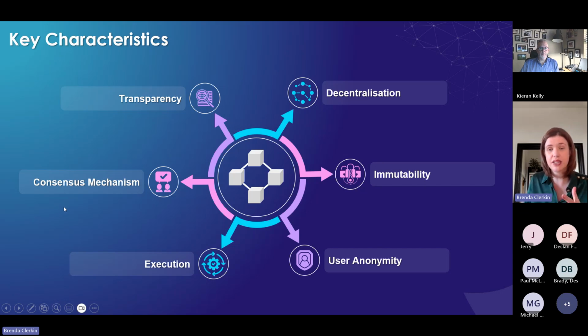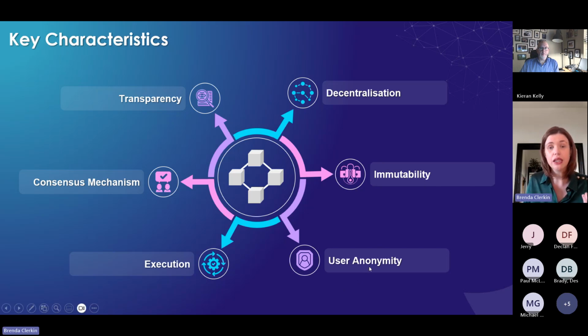So some of the key characteristics with it. It's a decentralized ledger. In other words, everybody has the same information at the same time. It's immutable. There are a number of security features that will ensure that the data within the blockchain is accurate and cannot be tampered with.